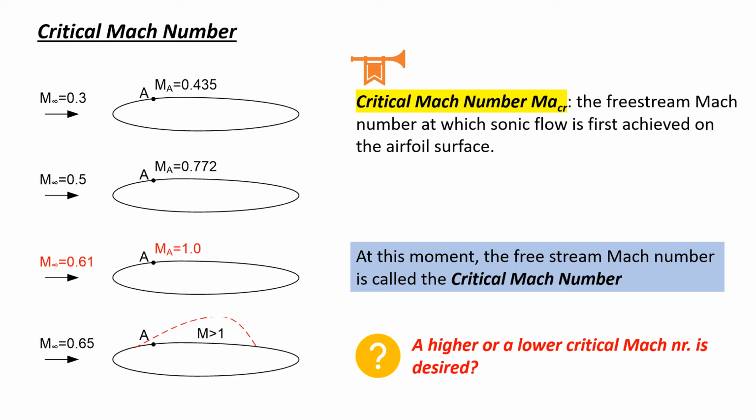Perhaps you have already heard the name supercritical aerofoil. Why is it called supercritical? Because the critical Mach number for that type of aerofoil is larger than for a conventional one, perhaps like the one shown here. We will visit the supercritical aerofoil later and describe its features.